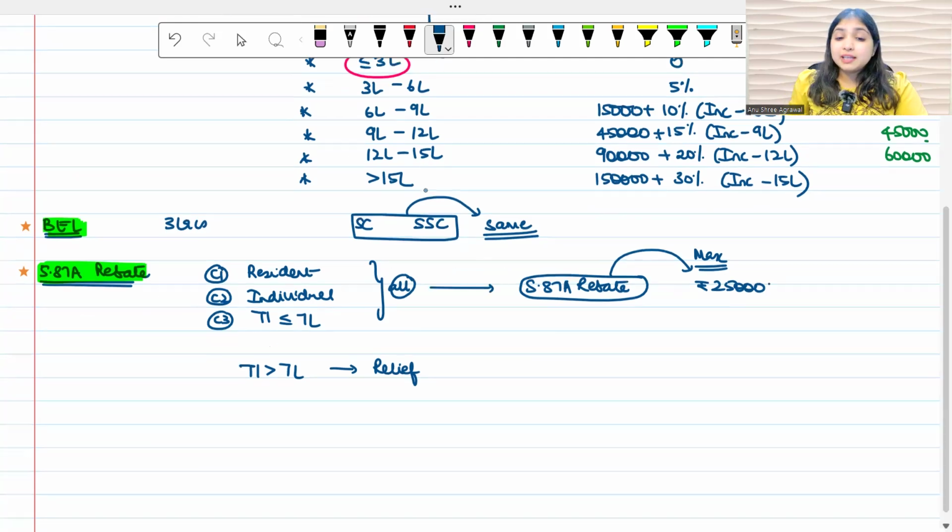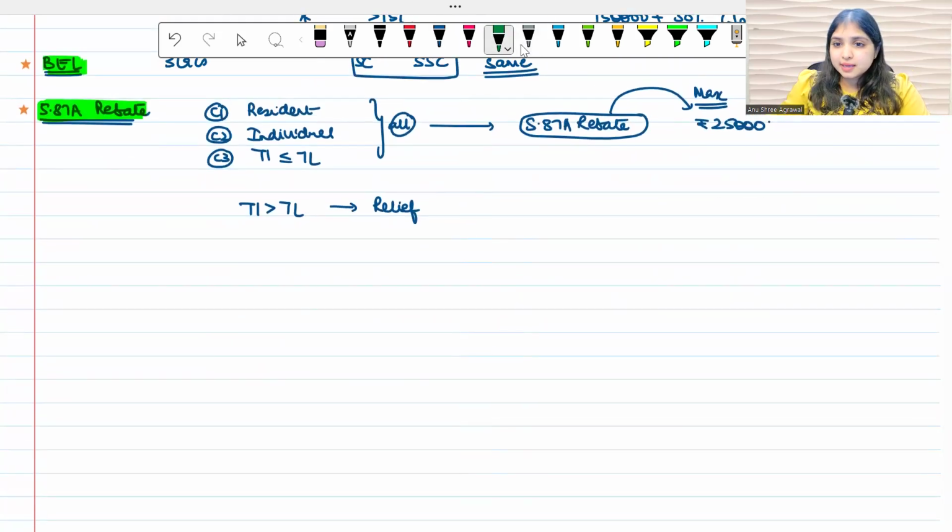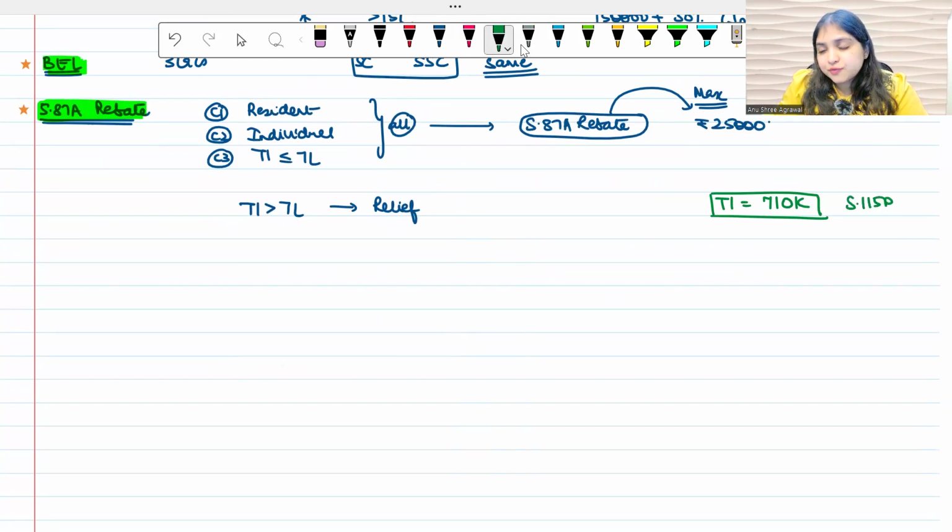rebate. Like I'll give you an example. Let's say my assessee's total income happens to be 7 lakh 10,000. Okay, I'm helping you understand 87A rebate. Let's say assessee's total income is 7 lakh 10,000. Assessee is following 115 BAC. I want you to find the tax liability. So what's going to be our first step, guys? Our first step is going to be basic tax.